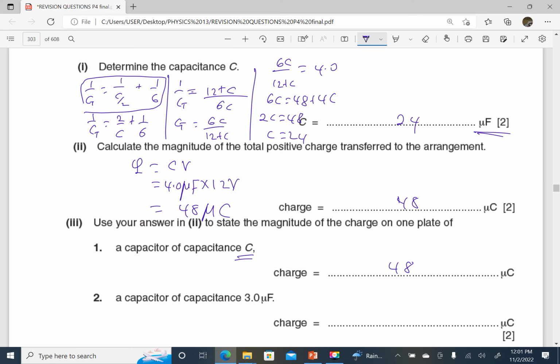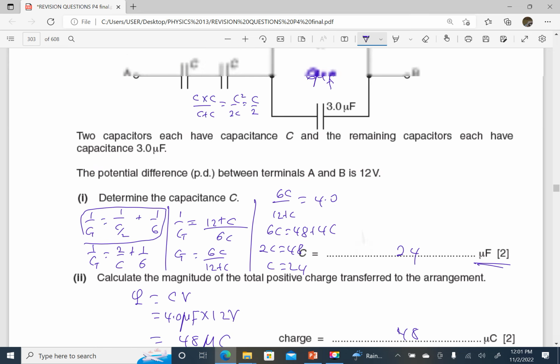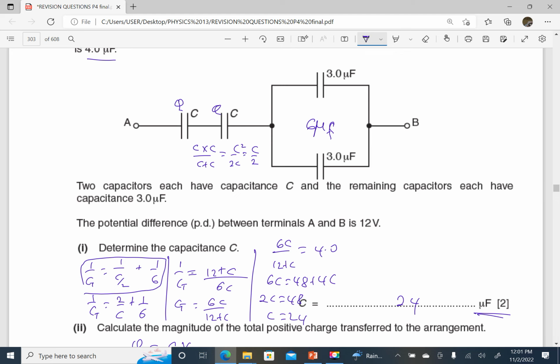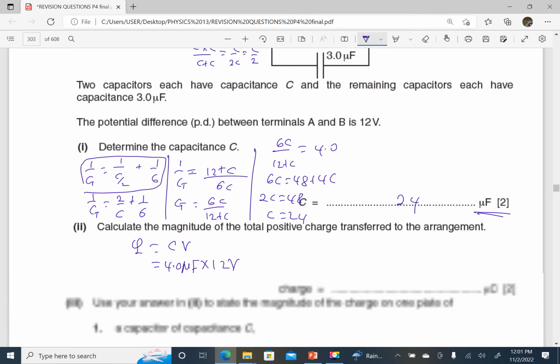So total charge is on C, because it is in series with the power supply. Since all the charge in the circuit appears on these capacitors that are in series, but it divides at this point here in the ratio of the resistances.